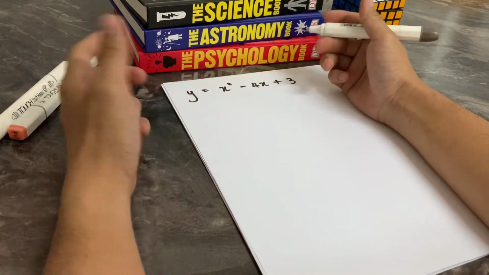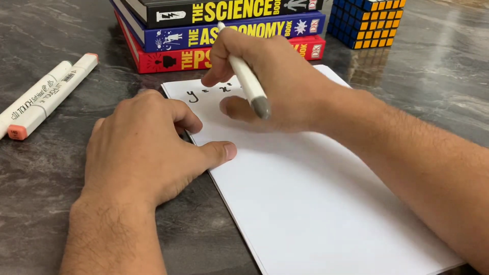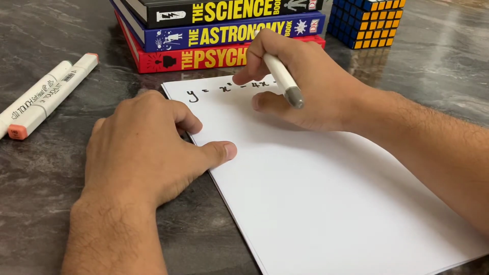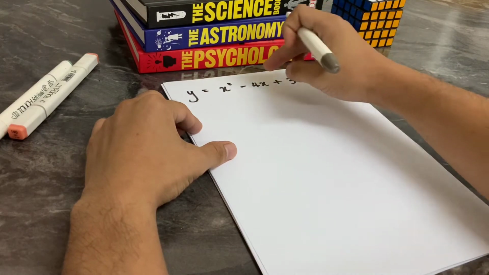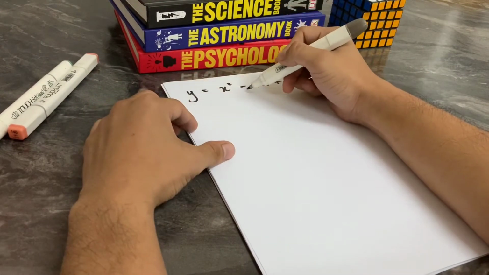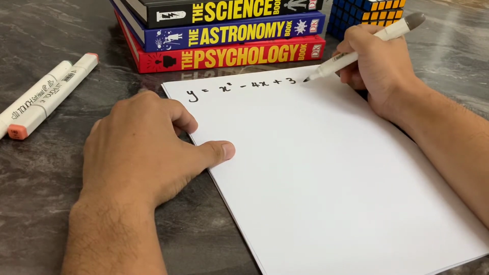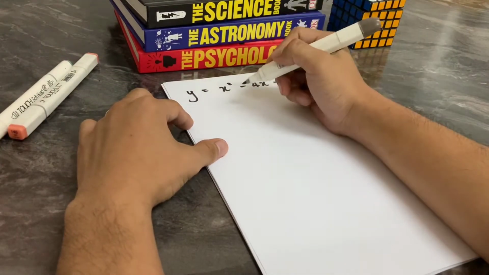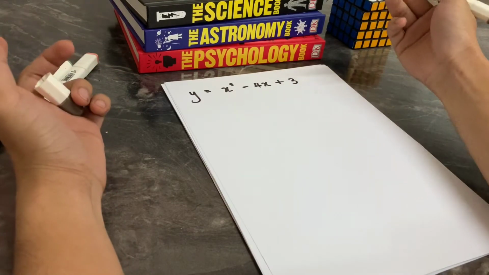First, if you want to complete the square, you need to identify that this is y in terms of x, meaning that this is one term, this is another term, and this is another term. And here are the coefficients. The coefficient of the first term is 1, the coefficient of the second term is -4, and the third term is just 3.